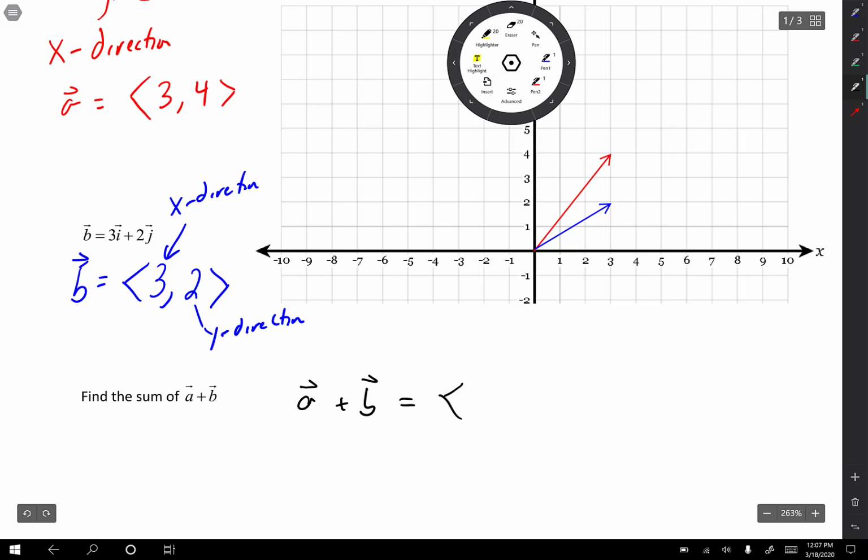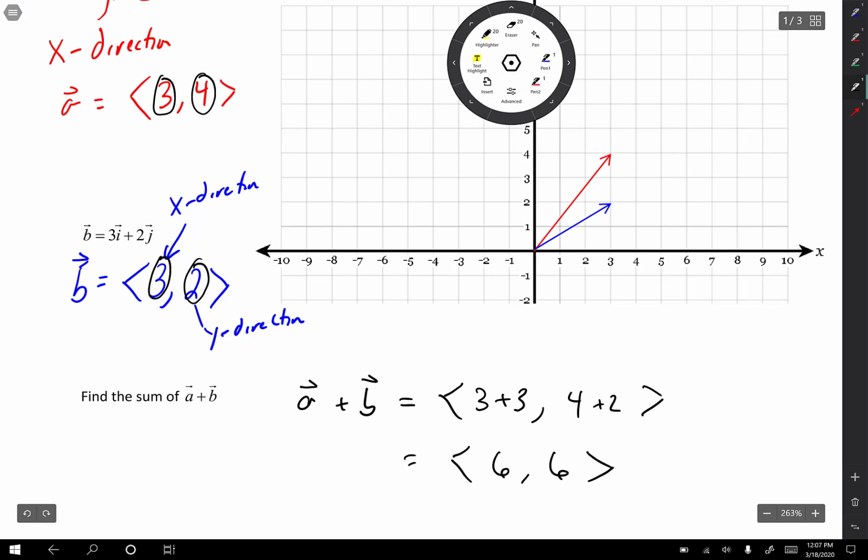So what I mean is you find the x components, so that's a 3 and a 3, and you're going to add them together. 3 plus 3, comma. And then for the y component, the y movement, you're going to do the 4 and the 2. 4 plus 2 is 6. So my resultant vector, 3 plus 3 is 6, 4 plus 2 is 6, is 6, 6.